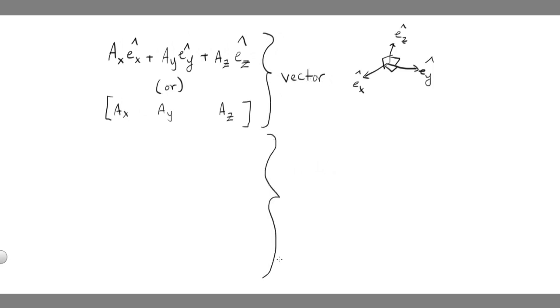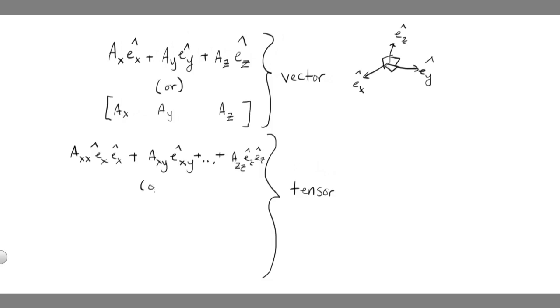Analogously, we can denote tensors in a similar way. So we can write axx as our component, with our directions being ex hat and ex hat, right? 2 directions, plus axy, ex hat, ey hat, and this will continue on, and we'll have 9 terms in total, our last one being azz, with our directions being ez hat and ez hat.